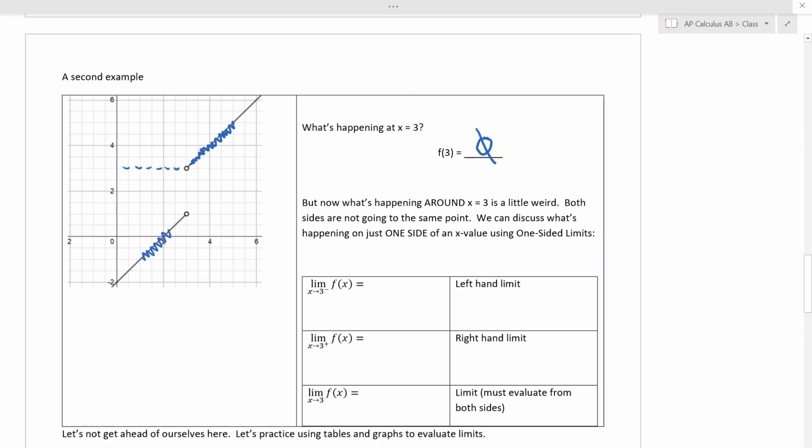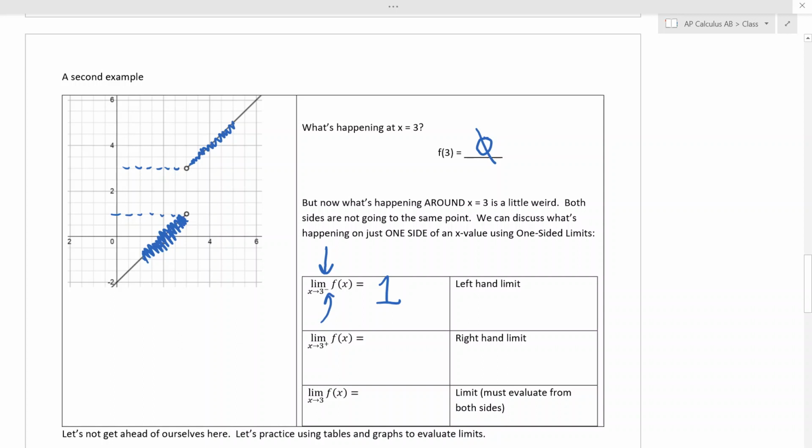And this side here is approaching this y value, which is 1. They're approaching different things, so we need notation to talk about different sides of an x value. So in this case, as we approach 3 from the left, that's this side down here. This is the left side of 3. It's headed towards the y value of 1. Okay, that's the notation for the left side.